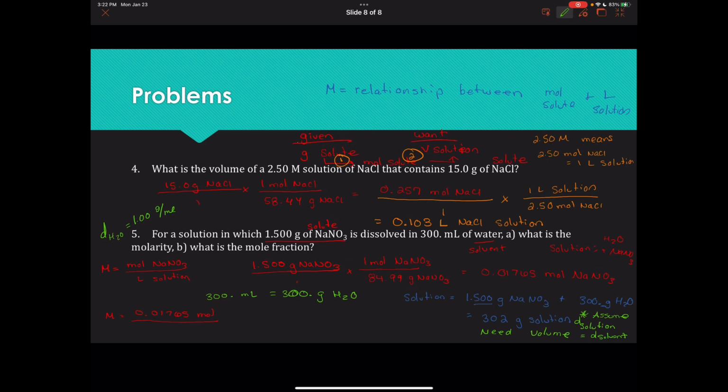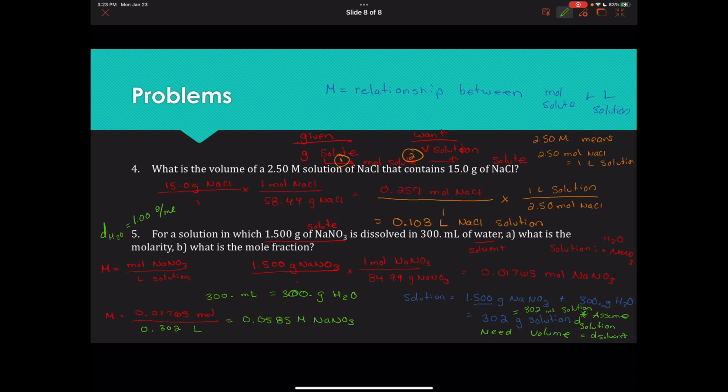So if that's the case, then I have 302 milliliters of solution, because 1 gram equals 1 milliliter. So I go to divide by my volume. I'm dividing by 0.302 liters of my solution, which will give me a molarity of 0.0585 molar sodium nitrate. Now, if you're given the density of your solution, you absolutely want to use that value.